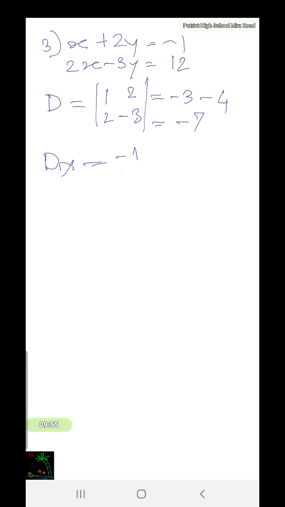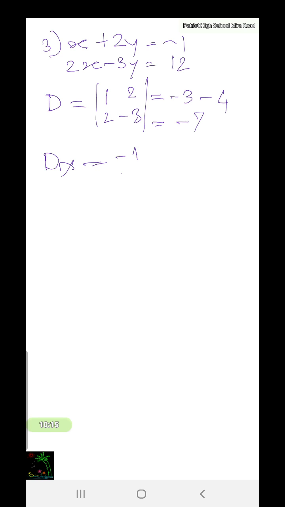D, how do we find D? D is equal to the first two columns, 1, 2 and 2, minus 3, which can be solved like minus 3 into 1 is minus 3, minus 2 into 2 is 4, so minus 3 minus 4 is minus 7.